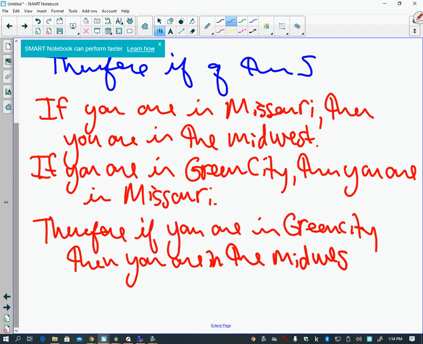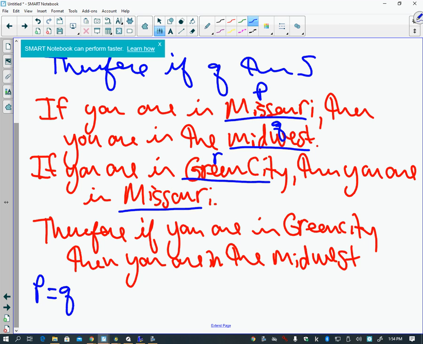Very good. Okay, and we should be able to look at this and say, Missouri is P, right? Midwest is what? Can we say Q? Or you could say AB. What is Green City in this? Can we say R? PQR? Okay. And then it goes back to Green City, Missouri. So what we have first is P equals Q, right? From our first statement. And then what? R equals P.